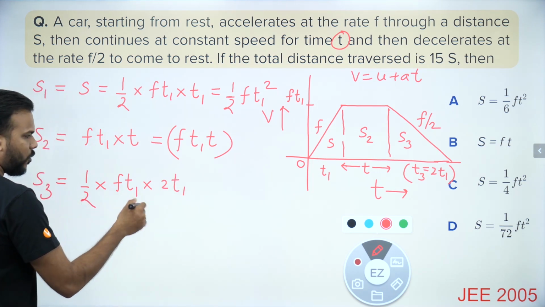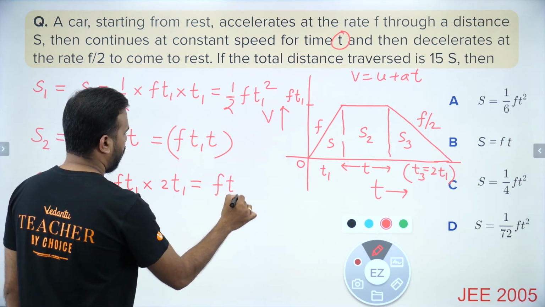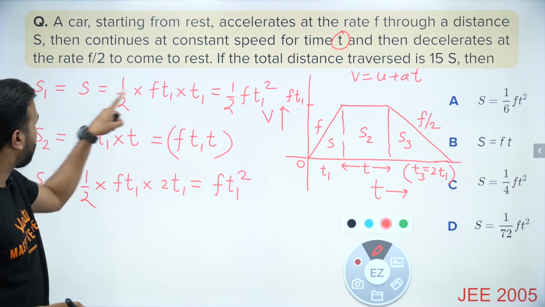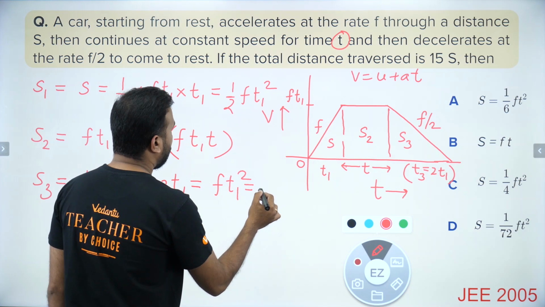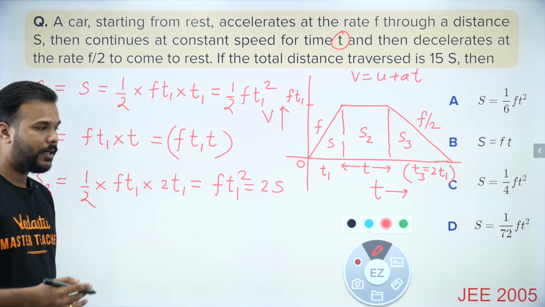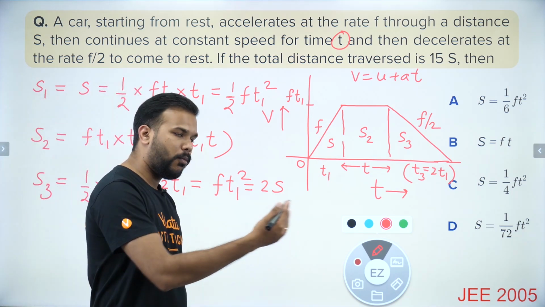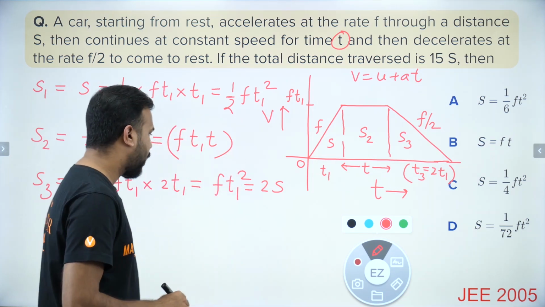Okay, you can see that the 2 gets cancelled, and what you get here is f t1 square, which, my dear friends, is nothing but double the value of s1. Means we can say that it's going to be the value which is 2 times s, because it is slowing down relatively at a half rate. That's why it's going to cover more displacement when it is decelerating at a rate of f by 2.